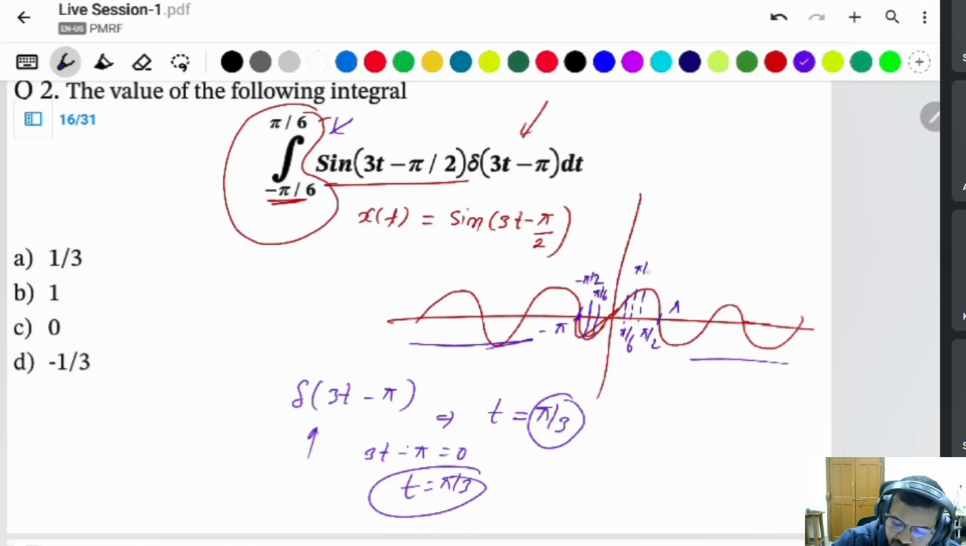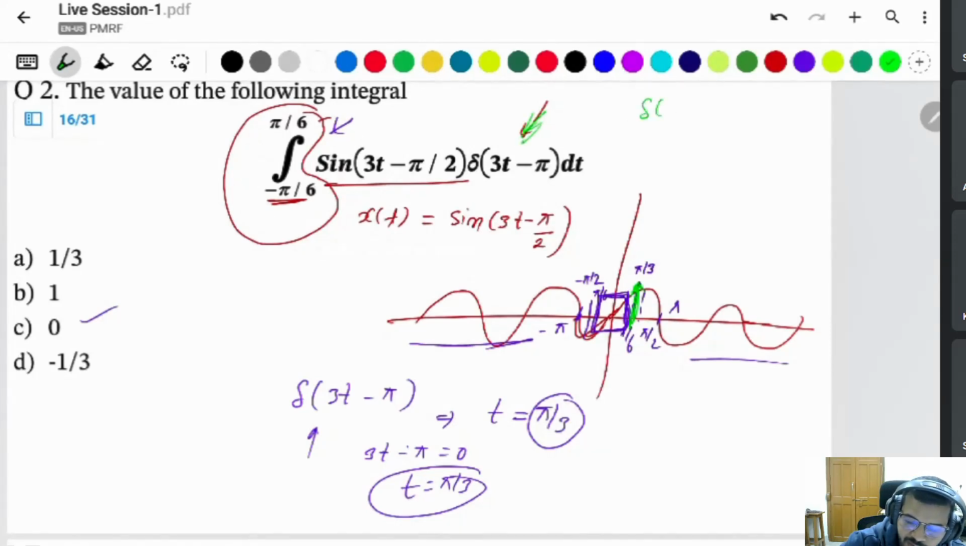Pi by 3 is 60 degree, pi by 6 is 30 degree. The impulse signal is present here, but the question asks only for this interval. That's why the value of this integral is 0. The impulse signal is here, so check this carefully.